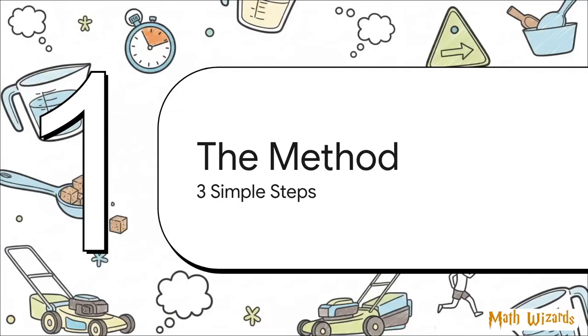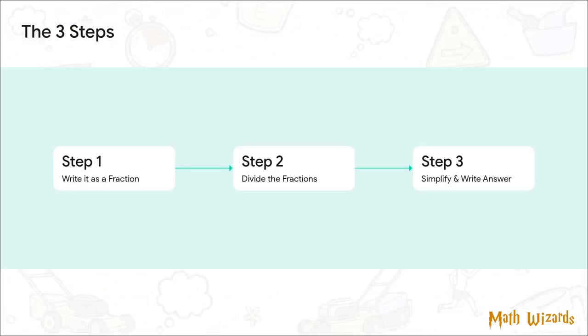All right, so we get it. The goal is to find one. Now for the fun part. How do we do it? Well, I've got a super powerful 3-step method for you that's pretty much foolproof. Here it is, just 3 simple parts. First, you're going to write it as a fraction. Second, you divide. And third, you simplify. That's it. Fraction, divide, simplify.